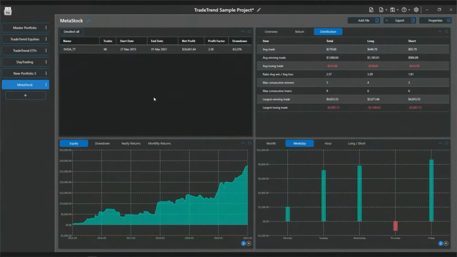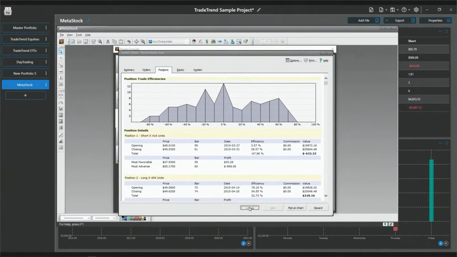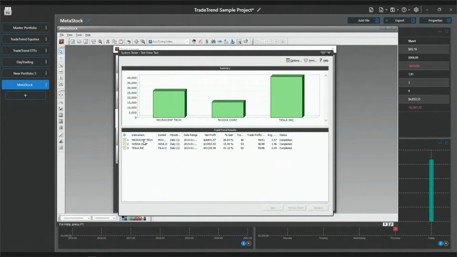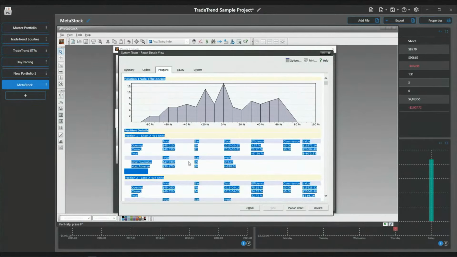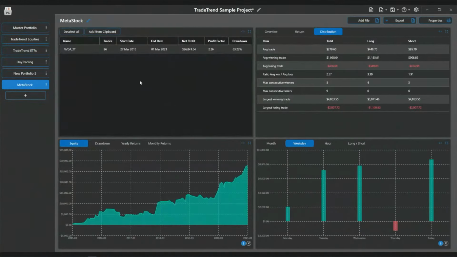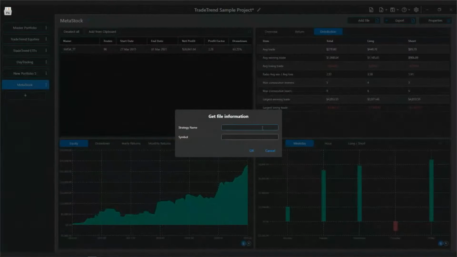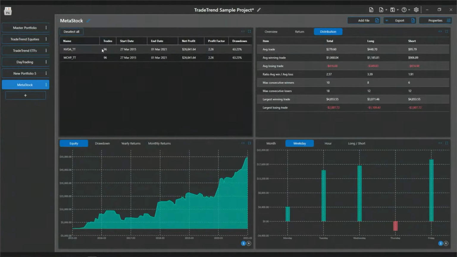But what we can do next is go back to Metastock and go to a second symbol here. Let's say Microchip. Again, we select the positions, we highlight it, we copy it. We go back to the Portfolio Architect, Add from Clipboard. So this was TradeTrend applied to MCHP. Oops, one second. MCHP. We click OK, and now MCHP has been added to our portfolio. And what you see now here is the portfolio effect of both TradeTrend strategies applied to these two symbols.